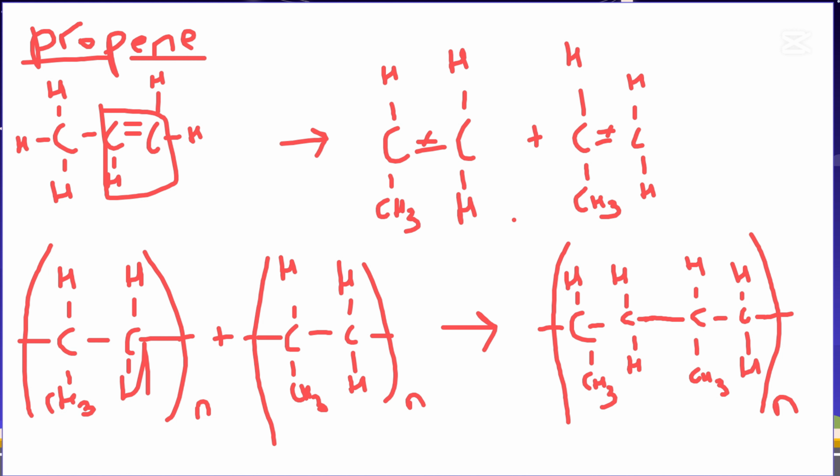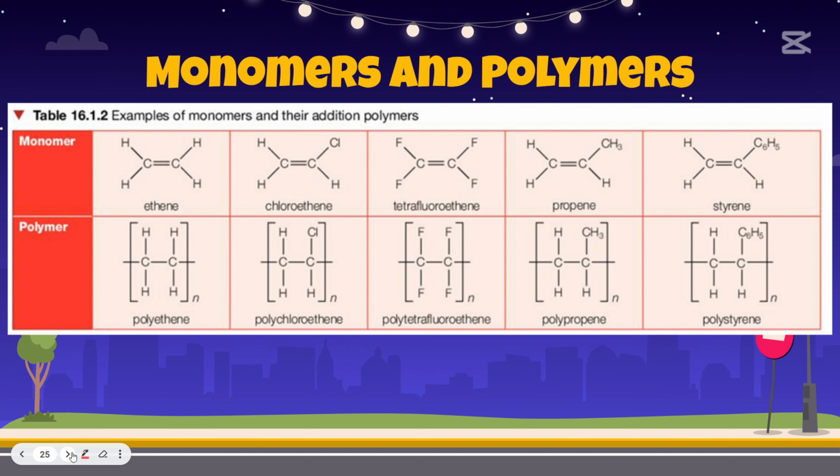Final thing that we're going to do is name it. Since this polymer is made up of repeating units of propene, it's going to be called polypropene. So that's the name of our polymer. Alright, I'm going to continue. Now, these are just some examples of the monomers and the polymer that they would have.